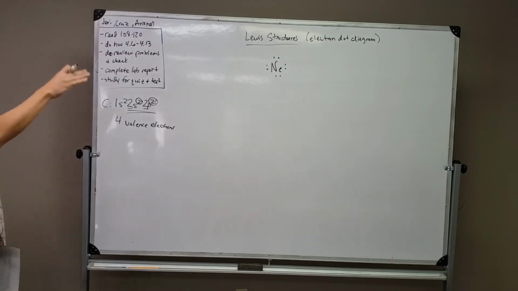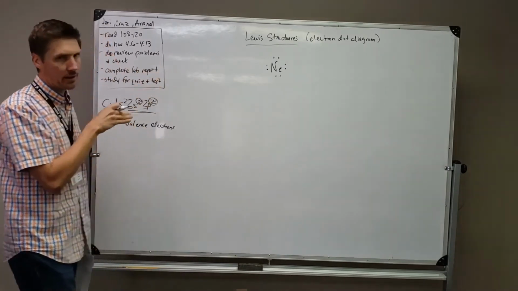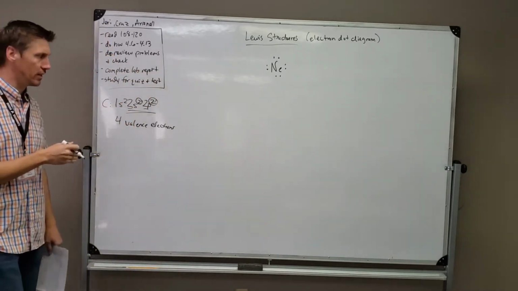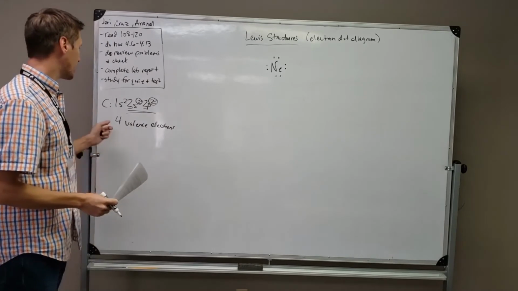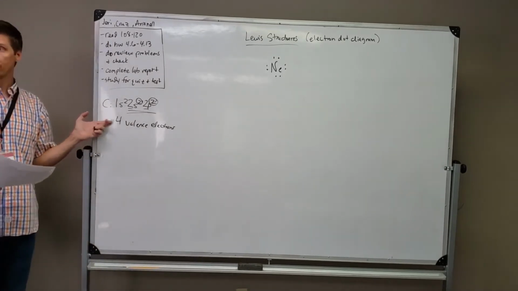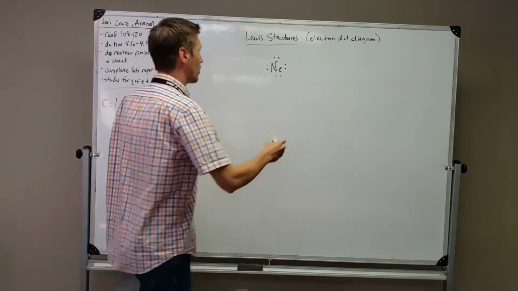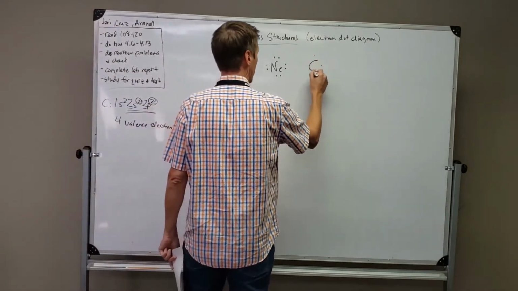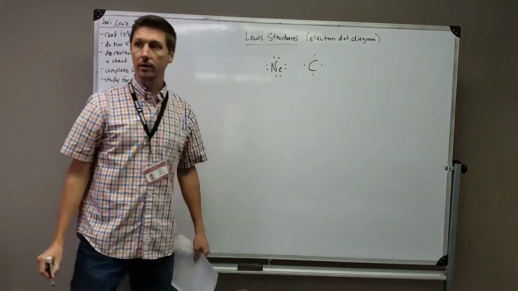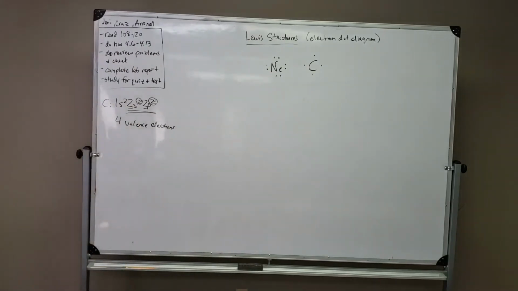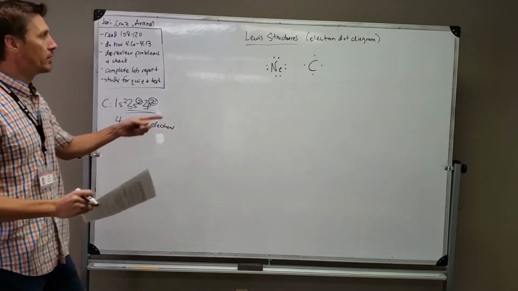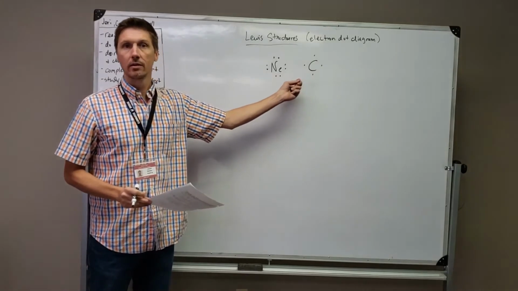The Lewis structure has 8 dots around it because that represents only the valence electrons, not the total number of electrons, just the valence electrons. All right. In the case of carbon, we said carbon had 4 valence electrons, right? So carbon looks like this. Got 4 dots around it, because you're only representing the valence electrons whenever you write down the Lewis structure or the electron dot diagram.